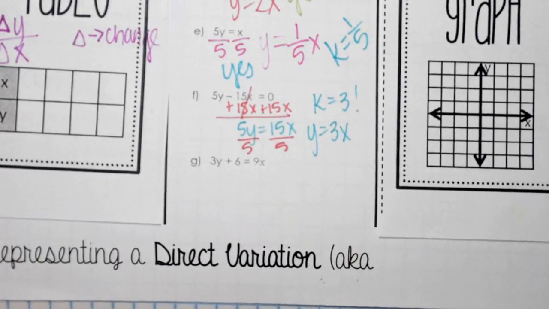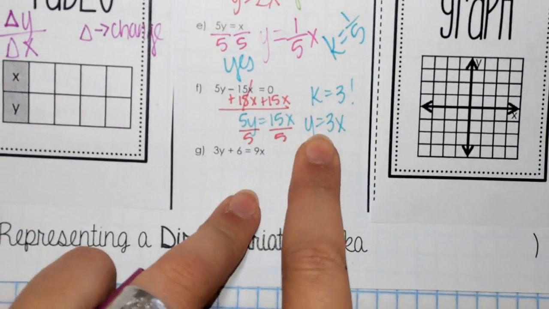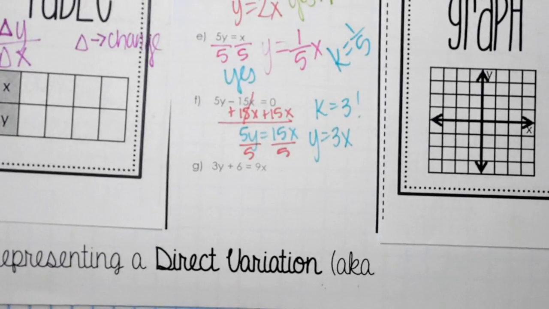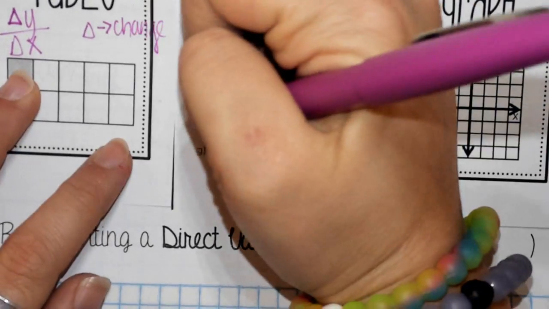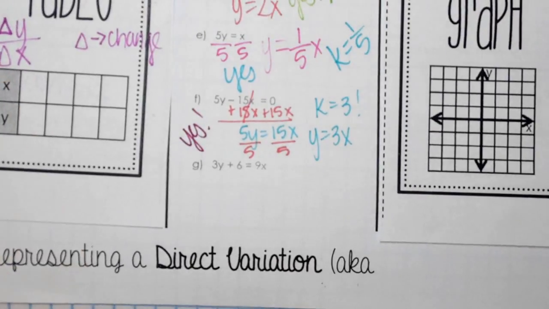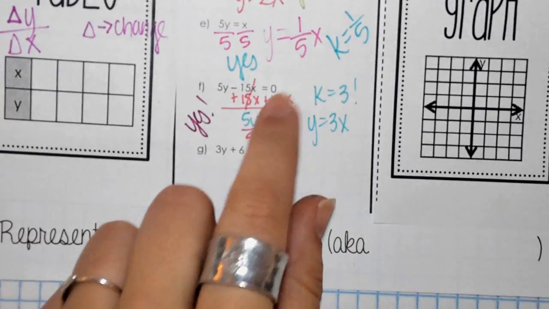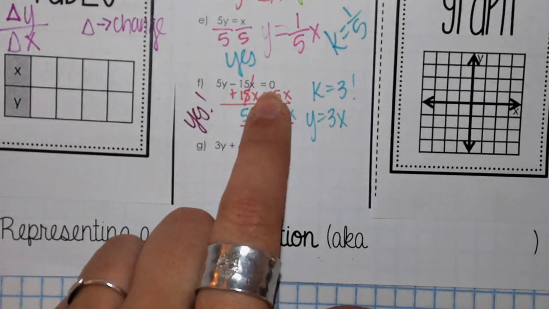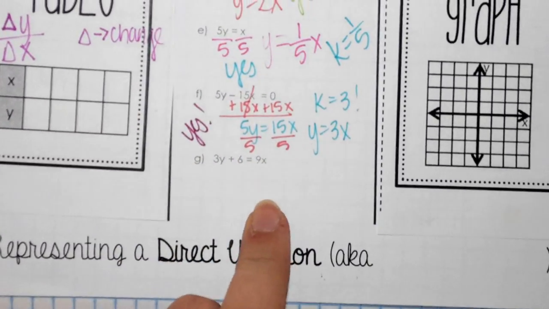Now, what is the y-intercept of this? 0. So, is this a direct variation? Yes. Remember, your y-intercept has to be 0. Now, what did you notice was in our equation? There is a 0. So, if it's equal to 0, it's a direct variation.